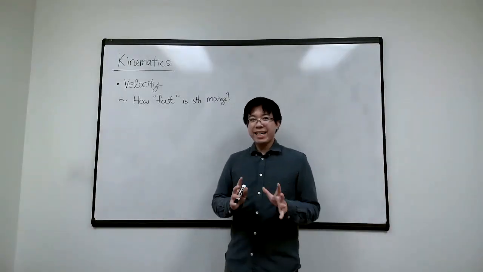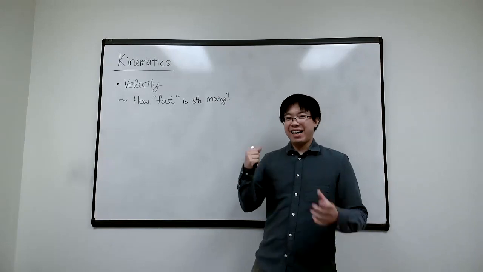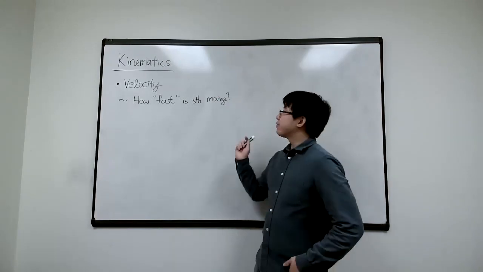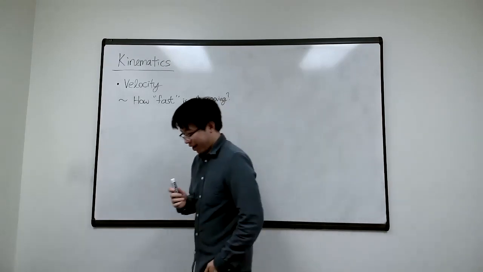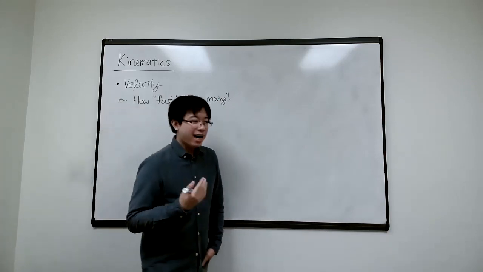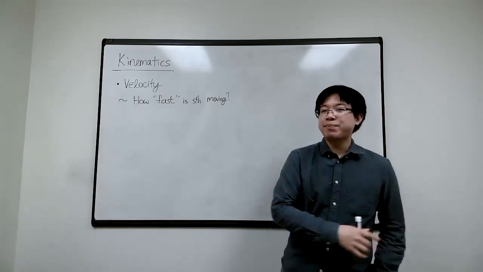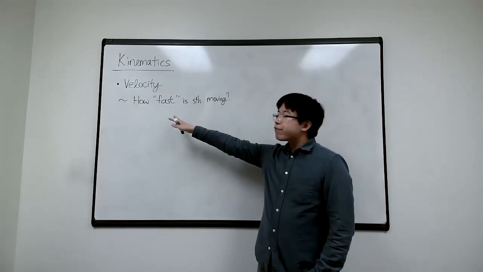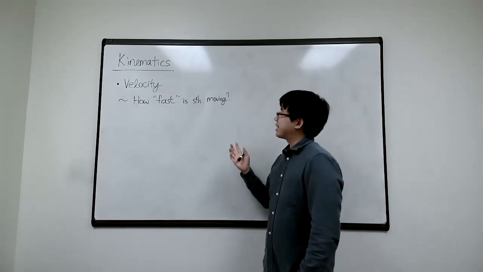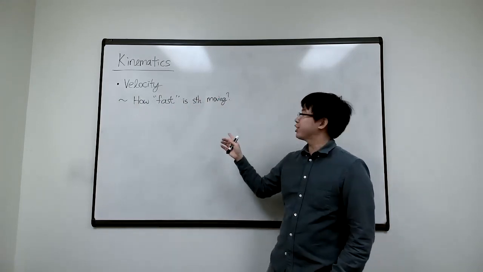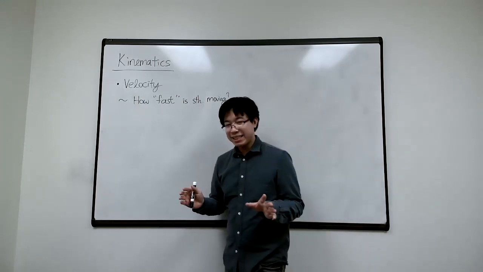Okay, so now we're ready to look at our second player in the study of motion: velocity. And this is a very important one, right? Because finally we get to understand how fast something is moving. So roughly, velocity means how fast is something moving, but this is a layman definition. This is not a rigorous definition, right?